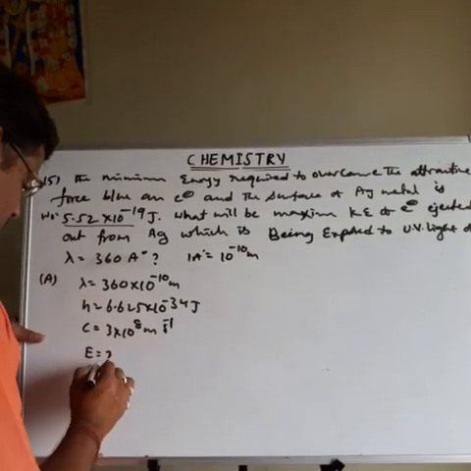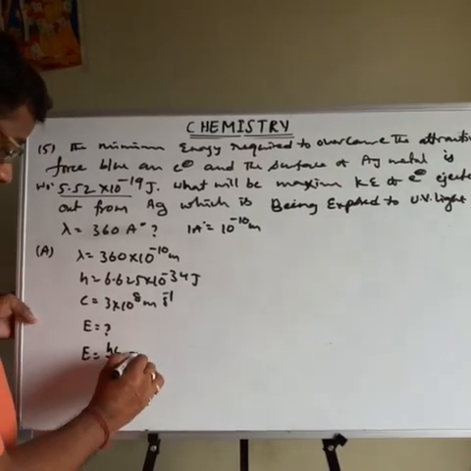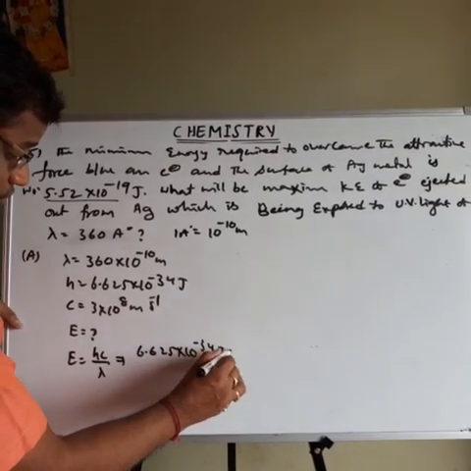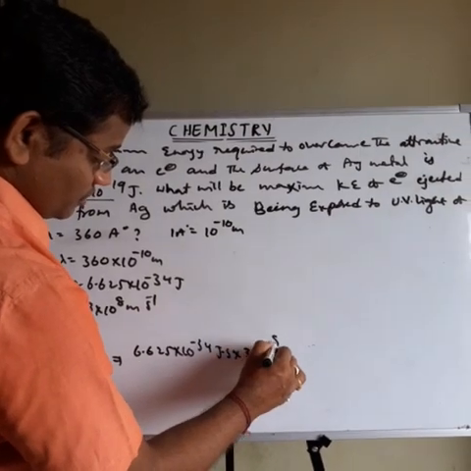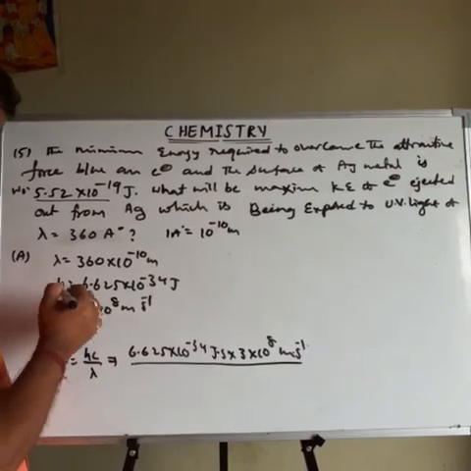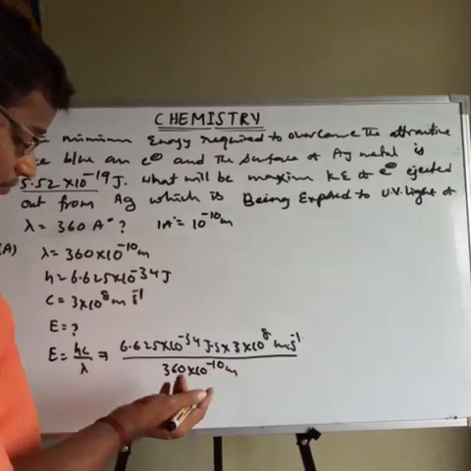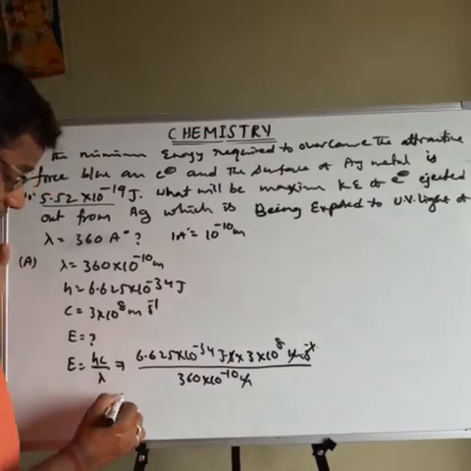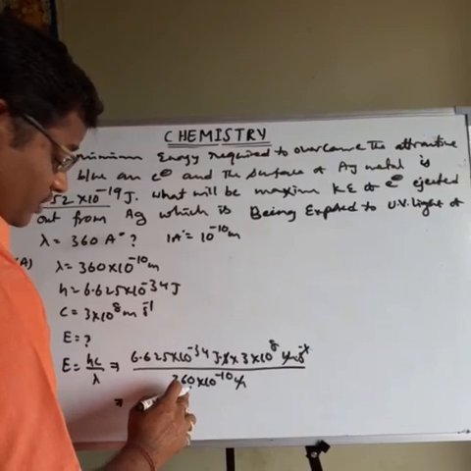Then see here, what is energy? E is equal to hc by lambda. What is h value? 6.65 into 10 power minus 34 joule second, into c value 3 into 10 power 8 meter second inverse, into lambda value 360 into 10 power minus 10 meter. Here second inverse seconds cancel, meter cancel. Then what we obtained? 6.625 into 3, 19.875 divided by 360.